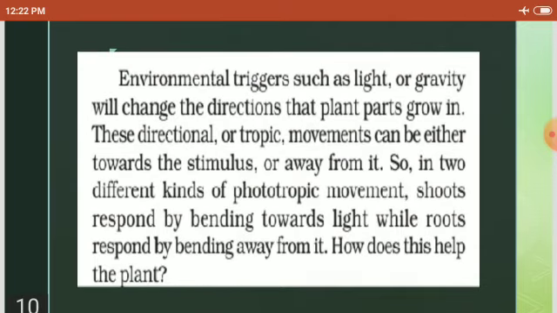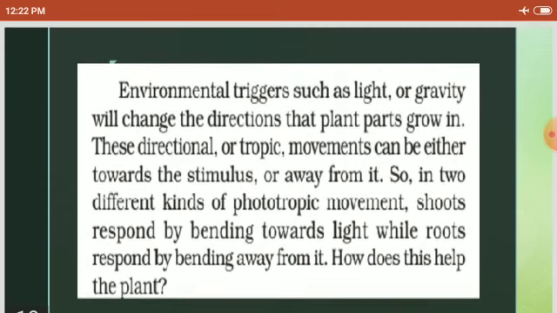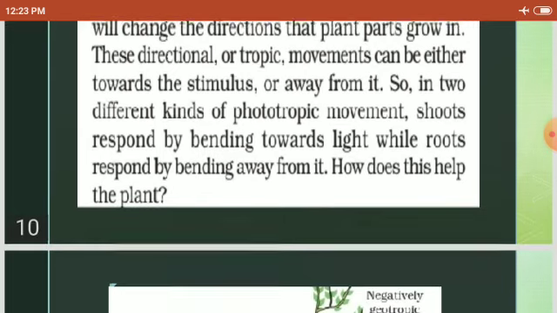Suppose the shoot is growing towards the light, that means phototropic, positively phototropic. But the root is growing towards the water, away from light, so it is negatively phototropic. Suppose you take the root growing towards water, then it is called positively hydrotropic, and at the same time positively geotropic. But the shoot is negatively hydrotropic and negatively geotropic.